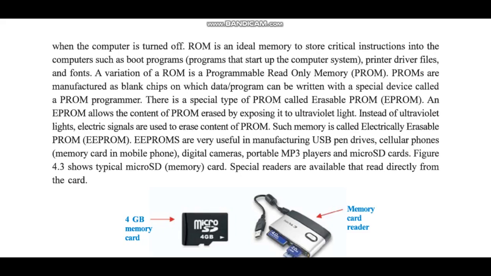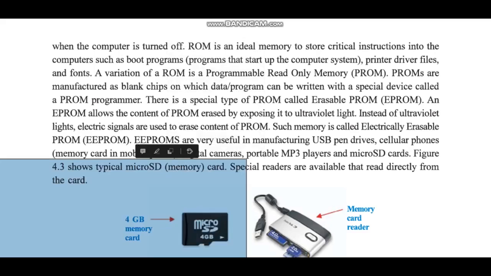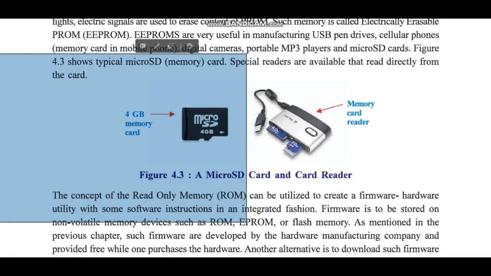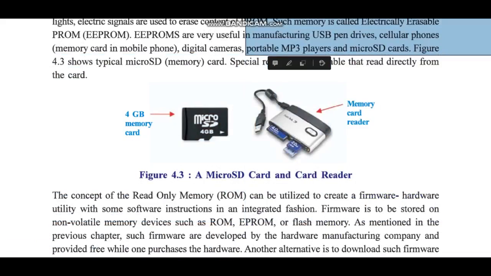In Figure 4.3, you can see typical SD card memories. Special readers are available that read directly from the card. Here you can see the image. Here you can see a 4 GB memory card on the left hand side, and on the right hand side you can see a memory card reader. It means that they can only read your data. Whenever you attach it, they can read your data.